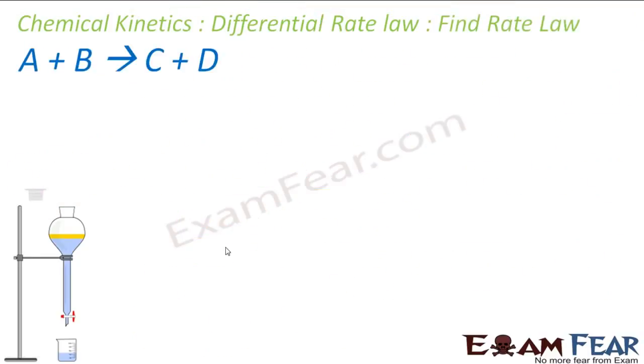So how do you find the rate law? For example, let's take one example. I have NO reacting with O2 to give NO2. This is my balanced reaction. Correct. So in this case, my rate will be k times concentration of NO to the power x, concentration of O2 to the power y. And x and y have to be found experimentally. Correct?